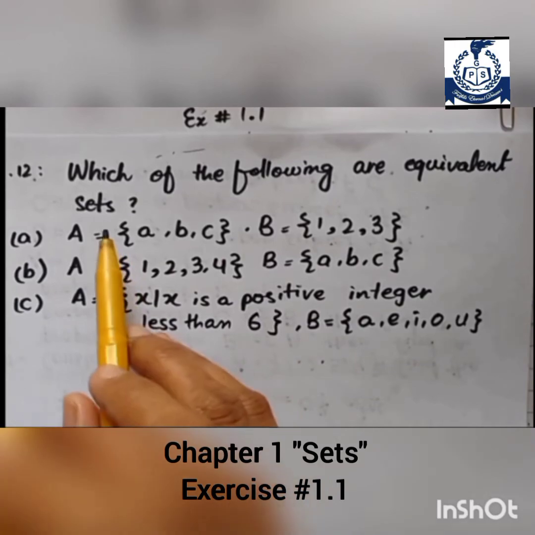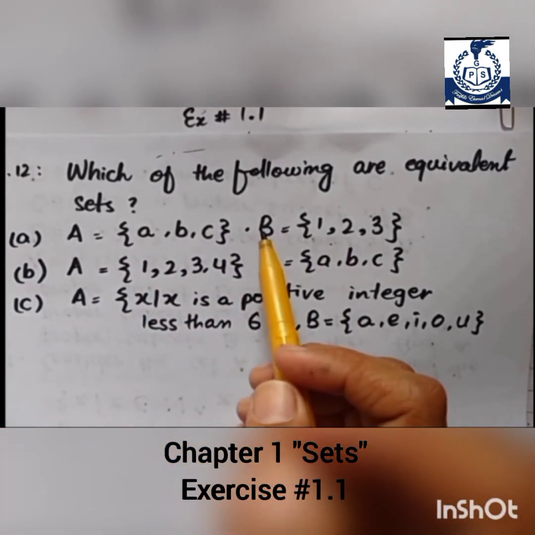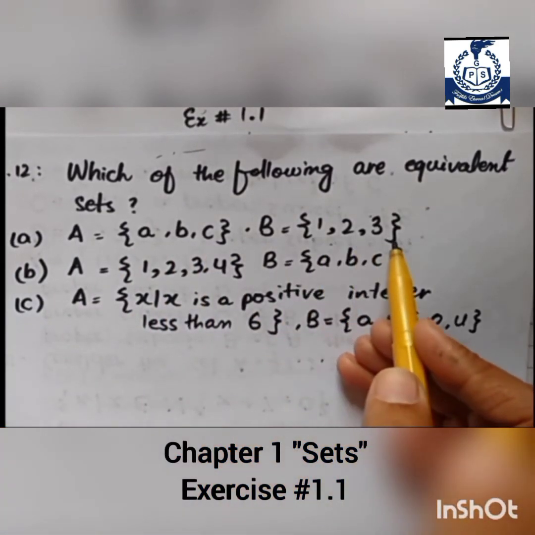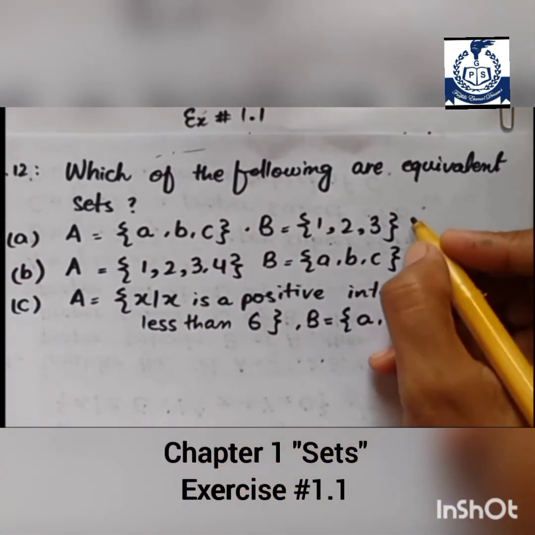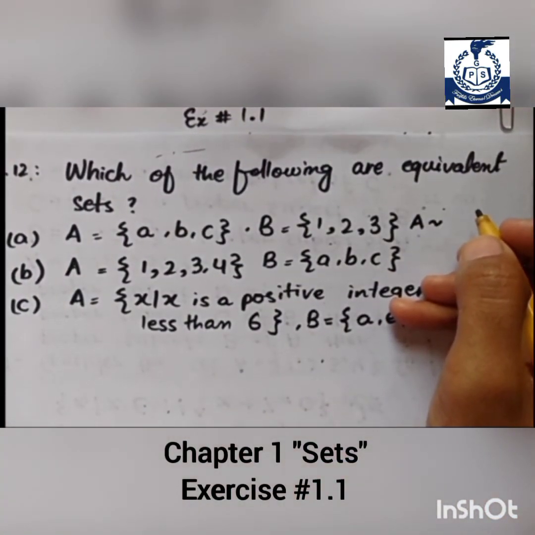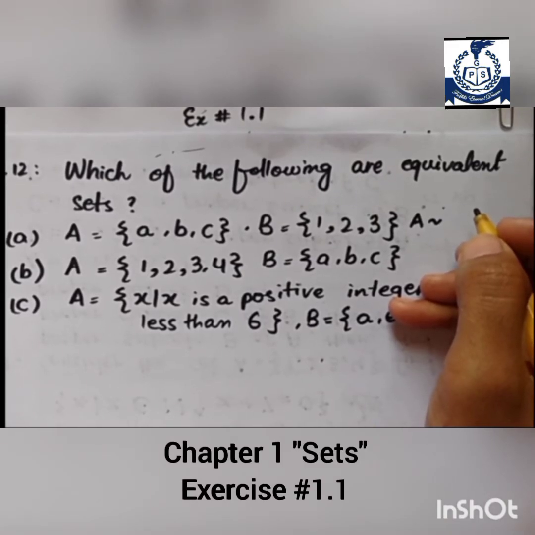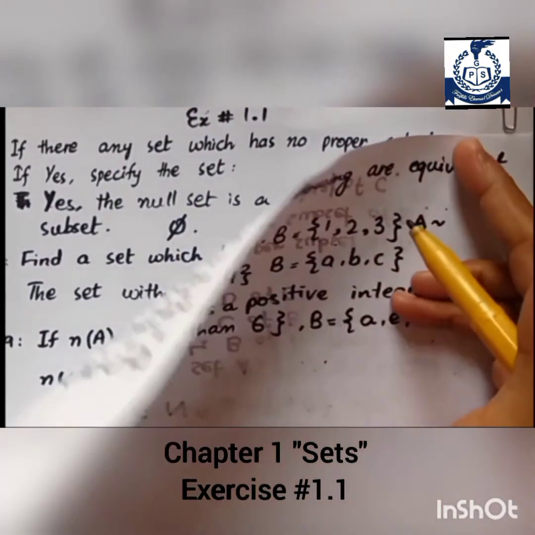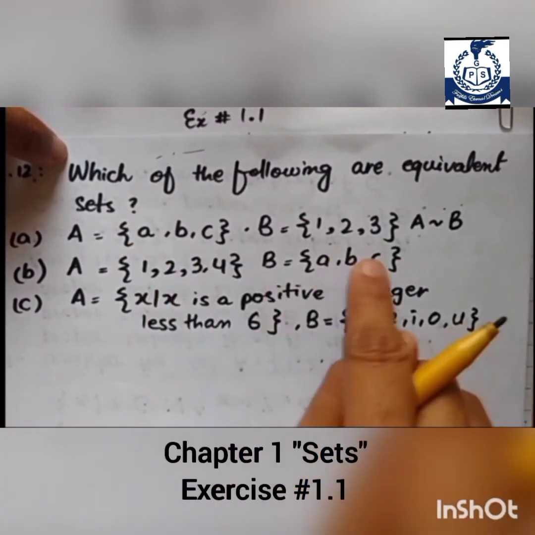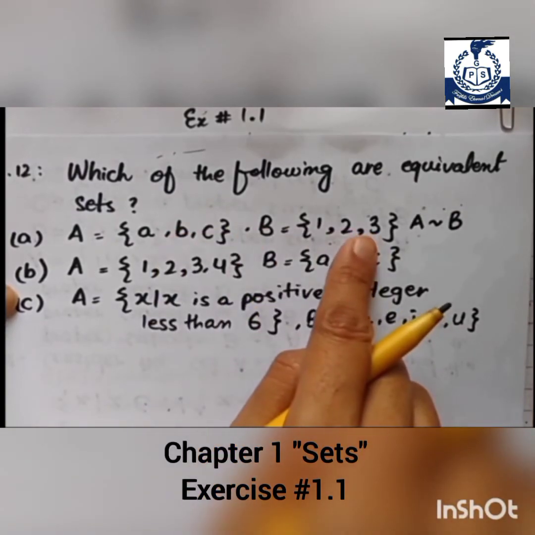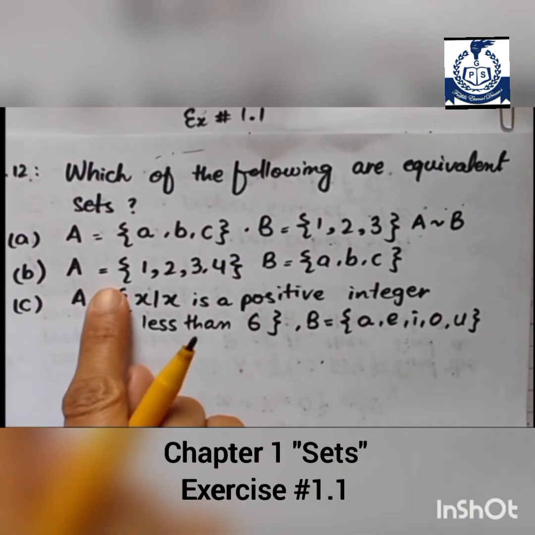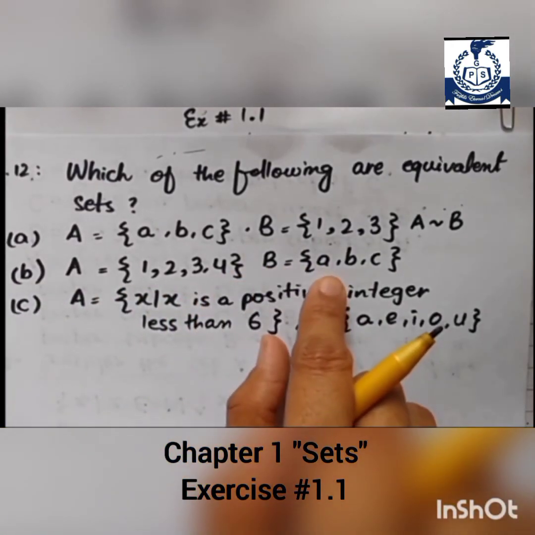Question number 12 is, which of the following are equivalent sets? We have 3 parts a, b, c and we need to define which parts are equivalent to each other. A is equal to {a, b, c}, B is equal to {1, 2, 3}. So here we write A is equivalent to B, because A has 3 elements and B has 3 elements, so both sets have the same number of elements.